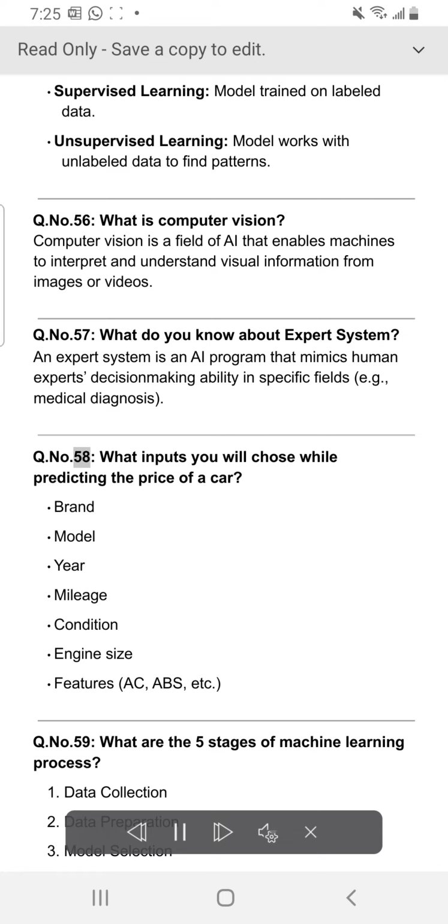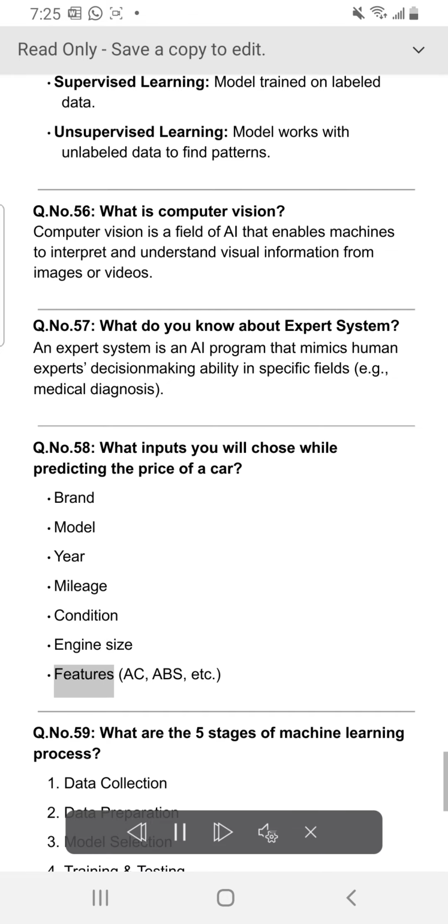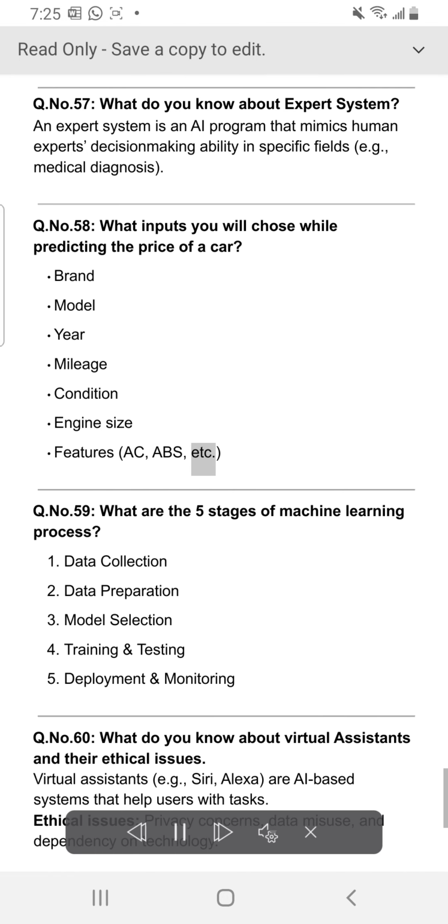Q. Number 58. What inputs you will choose while predicting the price of a car? Brand. Model. Year. Mileage. Condition. Engine size. Features, AC, ABS, etc.